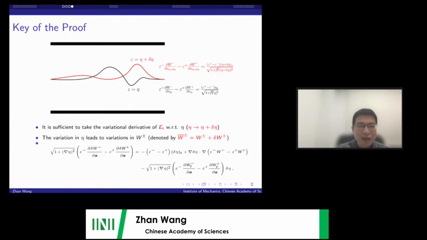The key is how to take the variational derivative with respect to eta, since when the interface varies, the field variables W and phi also change. For example, the variation in eta results in the variation of the voltage potential W. And the quantitative relationship between these two variations at the interface can be obtained through the boundary condition, the continuity of the electric displacement field.